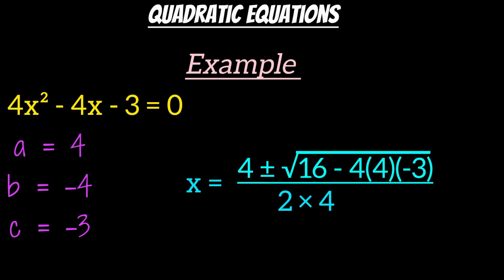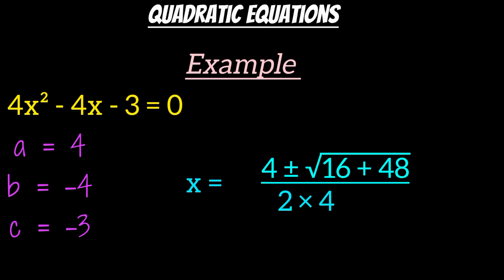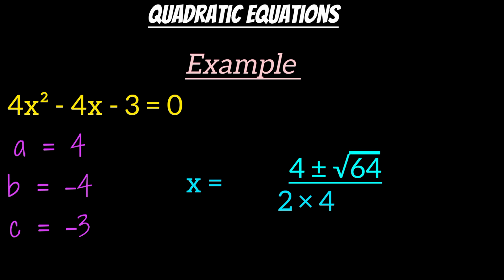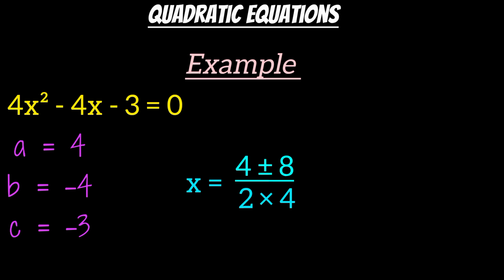Now under the root sign we have minus 4 multiplied by 4 multiplied by minus 3, and that gives us positive 48. So we shall have 16 plus 48, and that gives us 64. The square root of 64 is 8. So this shall be 4 plus or minus 8 over 8.